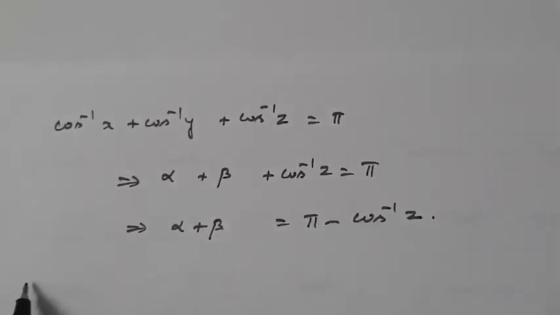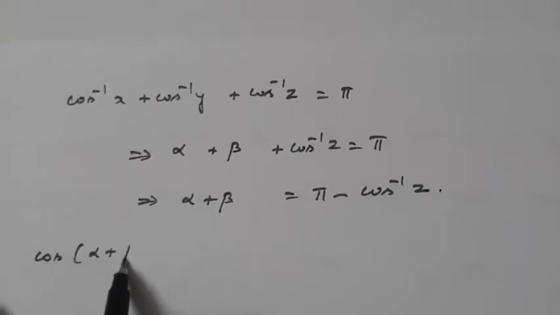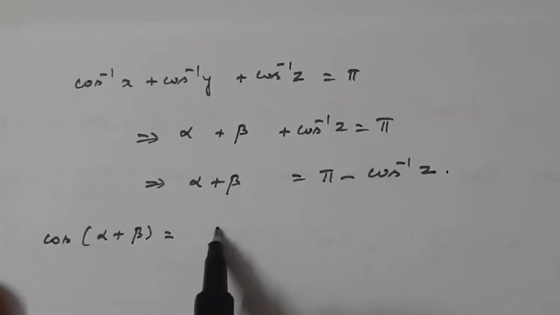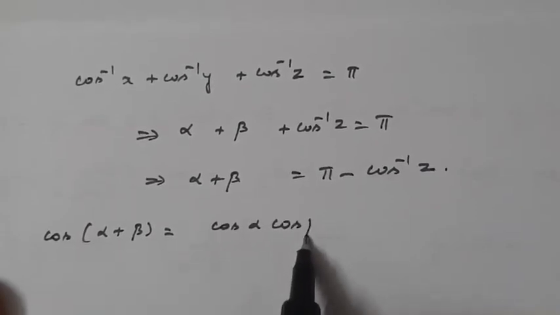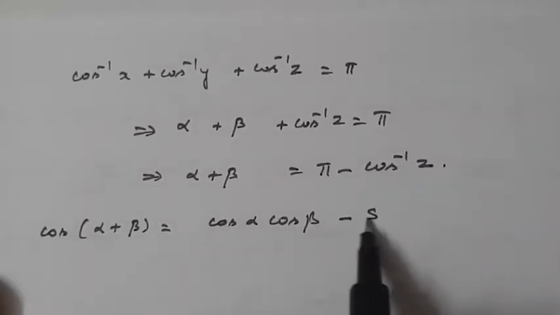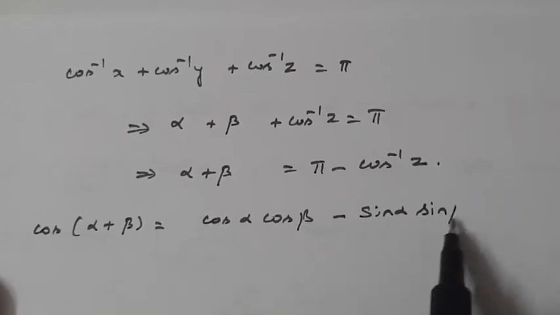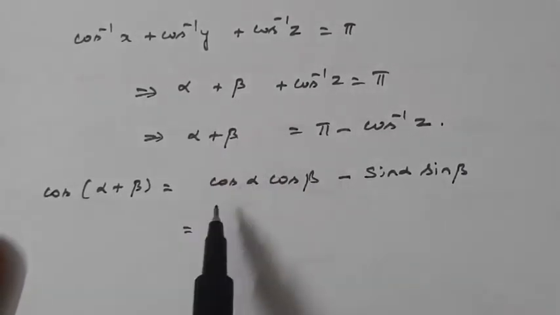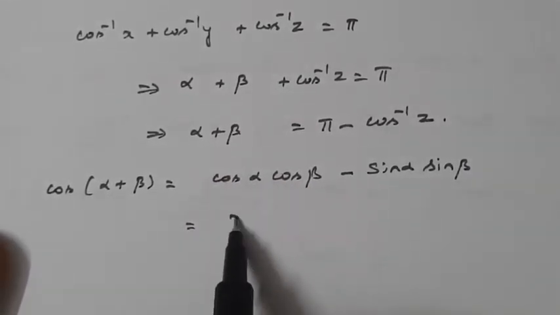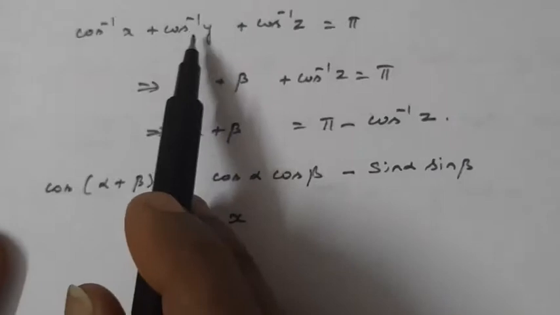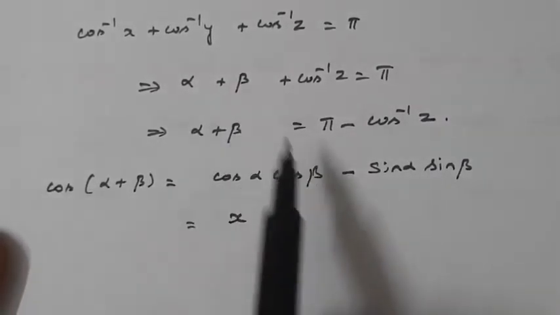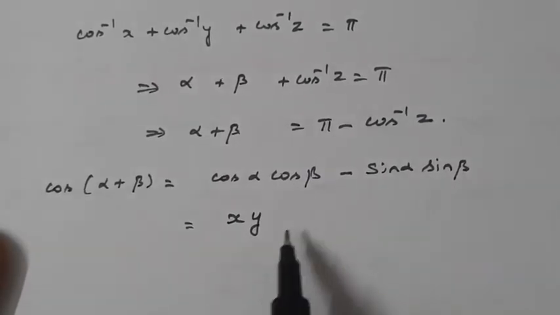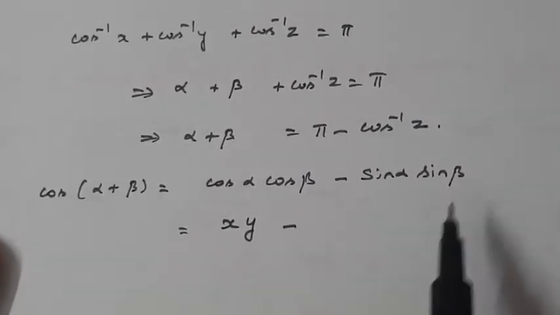Now, if we find cos of alpha plus beta, what would it be? This will be equal to cos alpha cos beta minus sin alpha into sin beta. But by taking cos inverse of x as alpha, we found that cos alpha is equal to x, and similarly cos inverse of y is beta implies cos beta is equal to y. Therefore, cos alpha cos beta is nothing but xy. And then what would be sin alpha and sin beta?